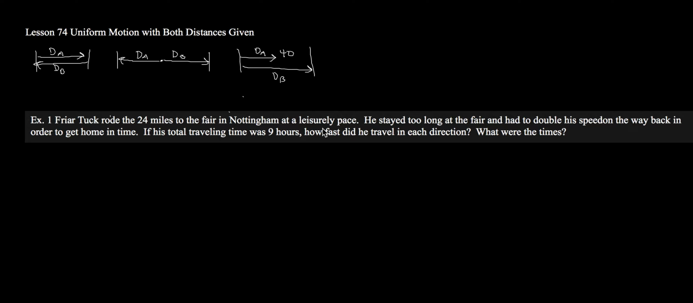Lesson 74, uniform motion problems with both distances given. So we are back to distance problems. Let's just review the kinds of distance problems that we've covered so far. We have equal distance problems where the distances are equal, so you would have distance A equals distance B, and then you would do rate A time A equals rate B time B. Okay, that's the distances are the same.